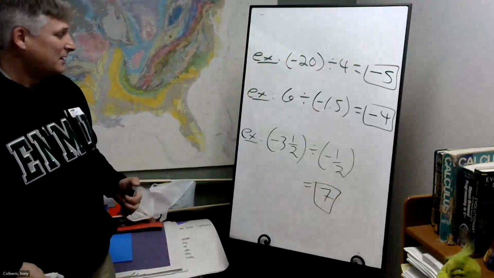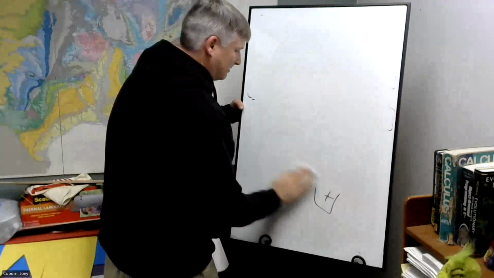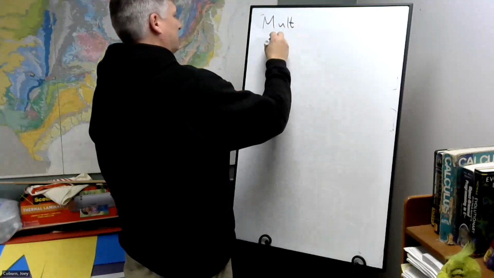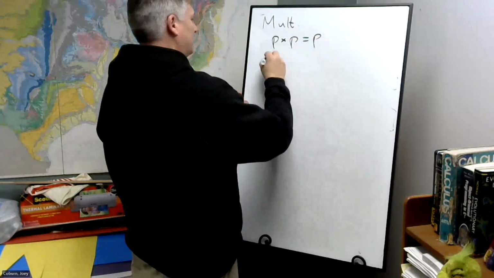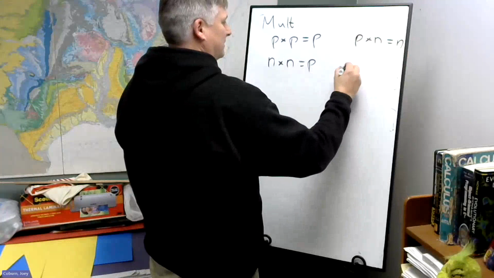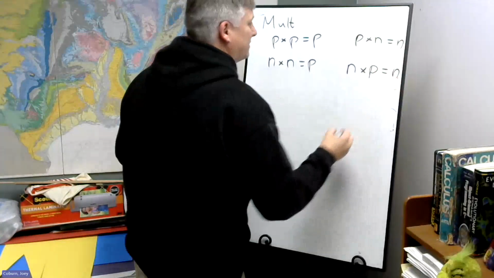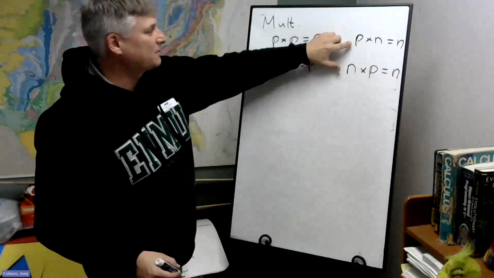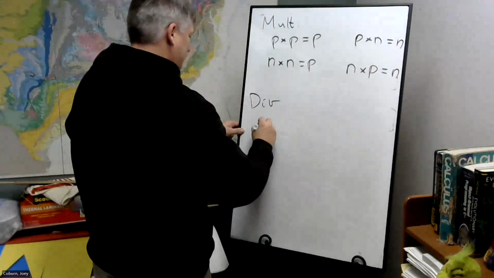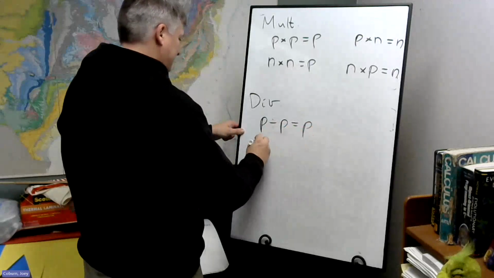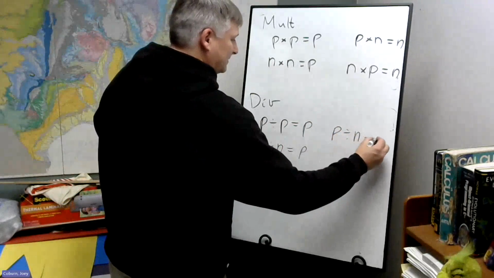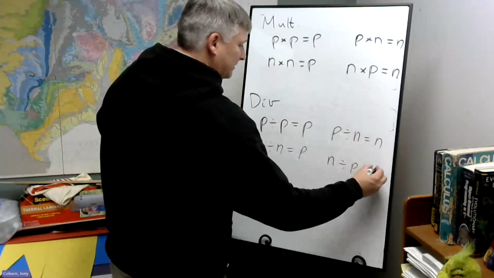And that's it. So just to summarize, for multiplication, positive times positive is positive. Negative times negative, also positive. But then positive times negative is negative. Negative times positive is also negative. When the signs are the same, it's positive. When the signs are different, it's negative. For division, exact same pattern. Positive divided by positive is positive. Negative divided by negative is also positive. Positive divided by negative is negative. Negative divided by positive is negative.